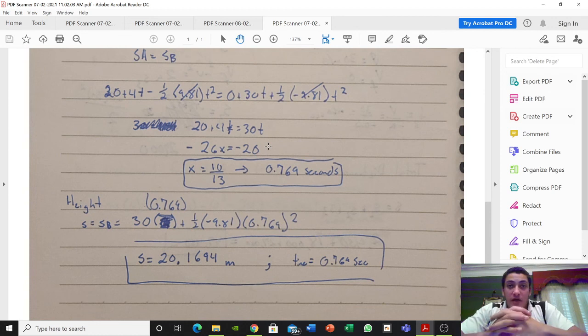Let's find the height. So SA equals SB. We're going to take the equation for ball B: 30 multiplied by 0.769, which we got recently, plus half multiplied by negative 9.81 multiplied by 0.769 squared. This will get us the distance of 20.1694 meters, and the time, as we got earlier, is 0.769 seconds.